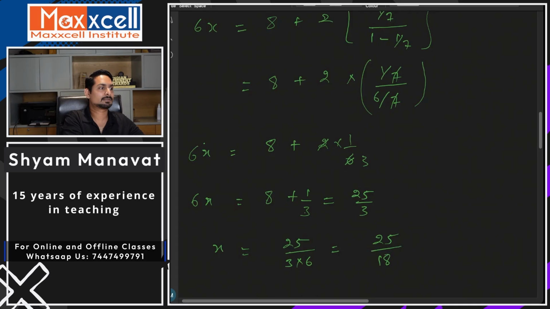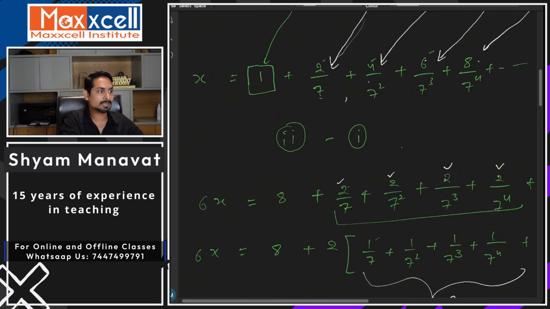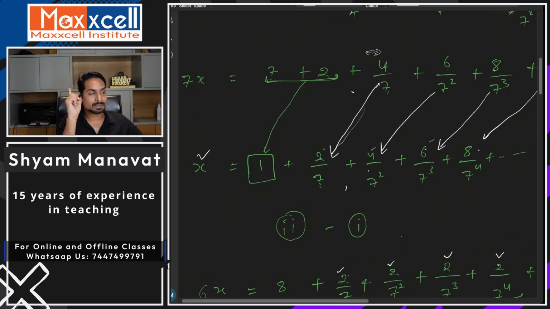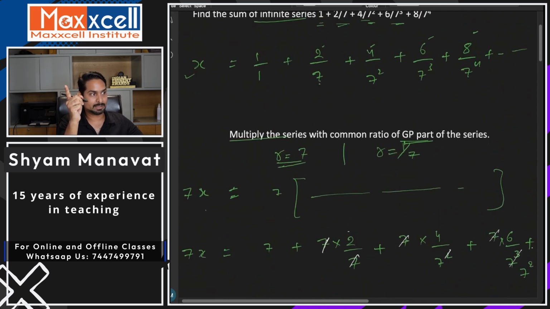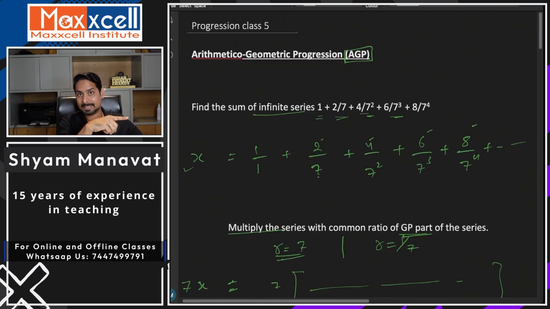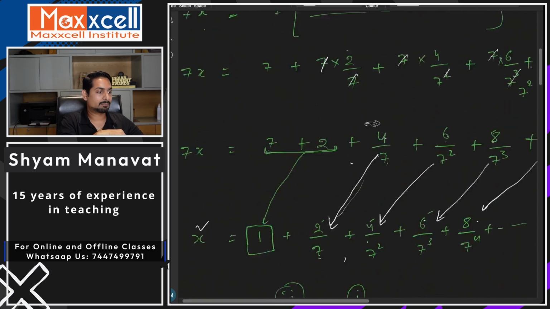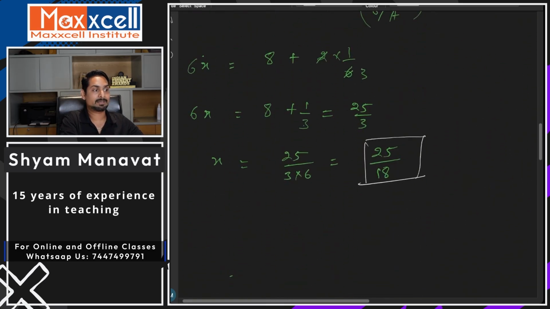Yes, that's the answer. This is the x which we have taken as the sum of the original series which we wanted to find out. X, the sum of infinite terms of this given series. And we got x is equal to 25 by 18. So this is the answer.